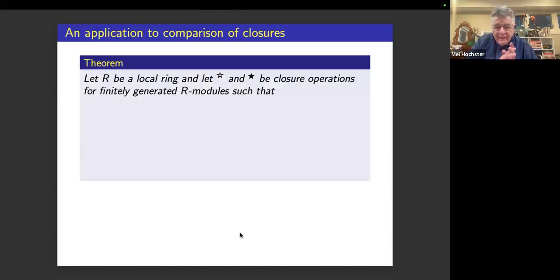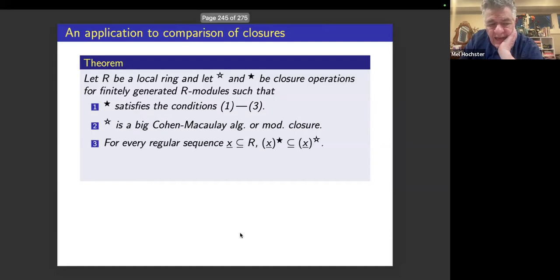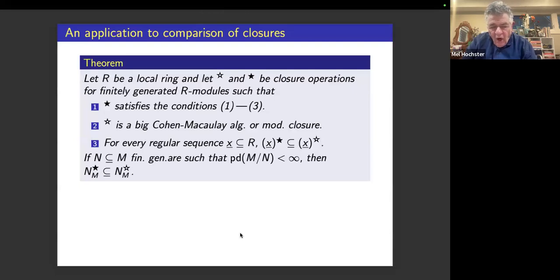So here's a comparison theorem. Suppose you have a local ring and you have two closure operations, which I'll call hollow star and solid star. Solid star satisfies 1 to 3, and hollow star is a big Cohen-Macaulay algebra or module closure. And for every regular sequence, solid star is contained in hollow star. So this abstract closure is contained in the big Cohen-Macaulay algebra closures. And if you have finitely generated modules where the projective dimension is finite, then the solid star closure is inside the big Cohen-Macaulay algebra closure.